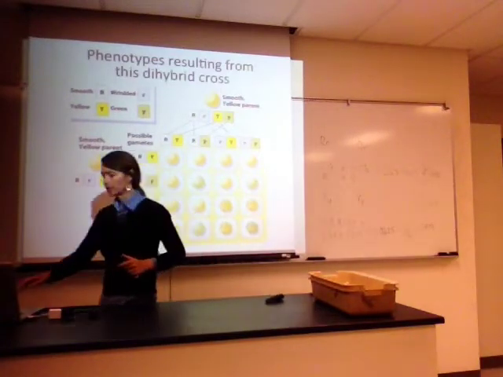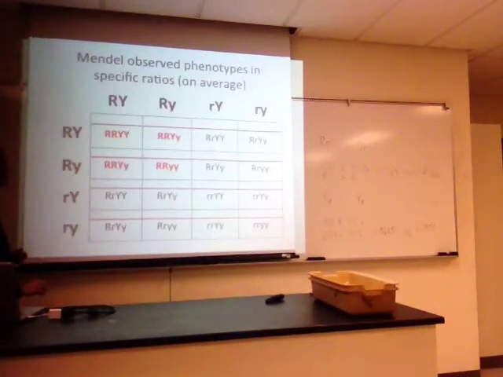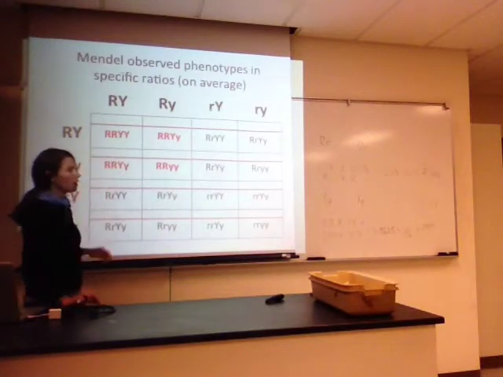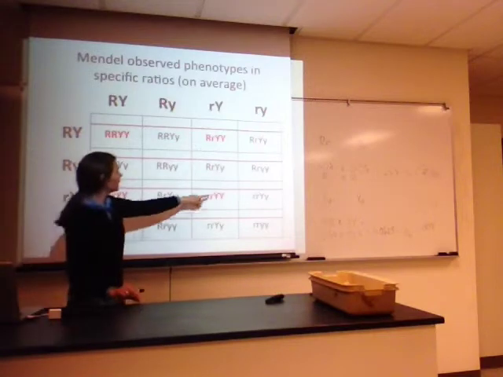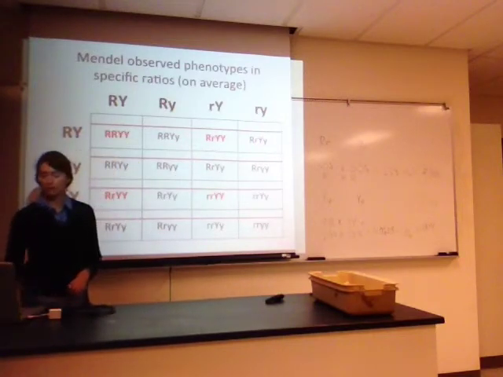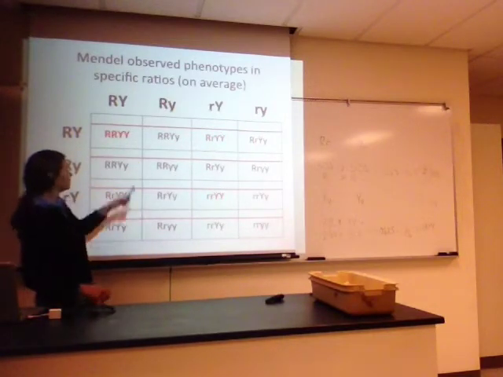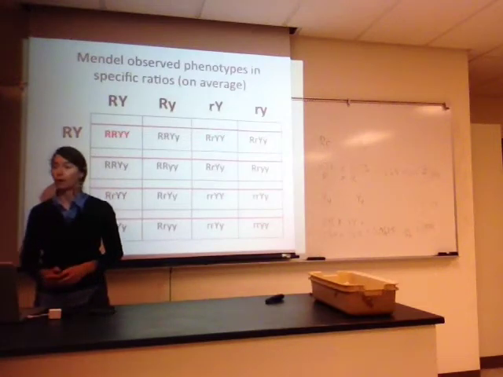Let's just walk through our Punnett square really quickly and look at that. Here's my 4 that are big R. I also have 4 that have big Y. And then I have 1 that's big R, big Y.